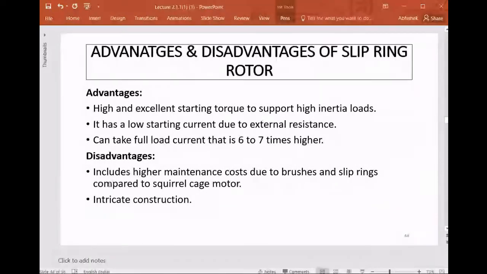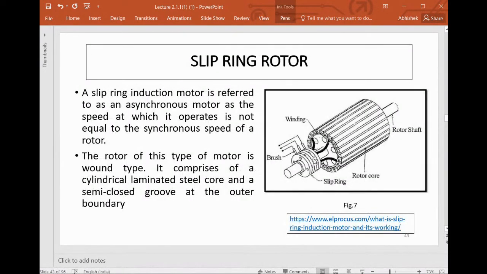So disadvantages are also there. It includes higher maintenance cost due to the brushes and slip rings compared to the squirrel cage rotor motor, and intricate construction. So its construction is somewhat complex. As you can see right here, we have to connect this shaft with the slip rings, and if you add extra material to the motor, sometimes some electronic components will be damaged. So you have to bear a higher cost for this particular type of rotor.